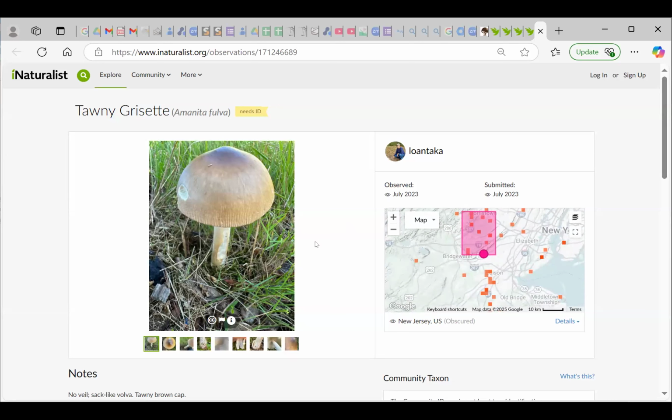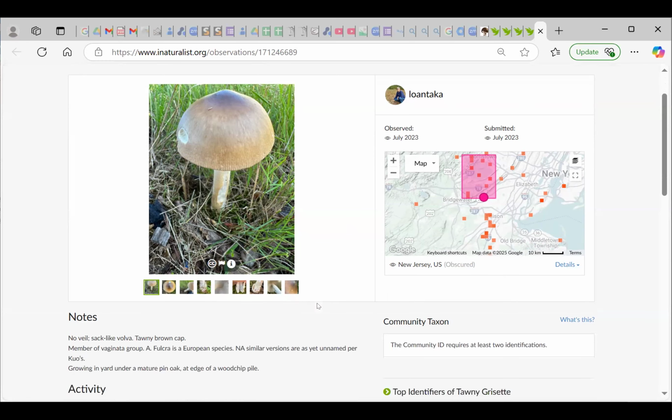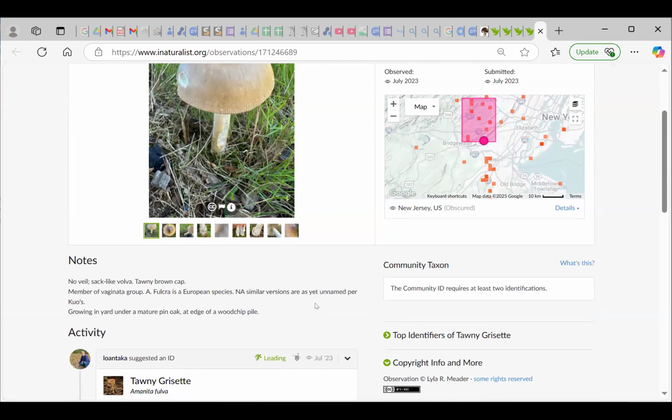Thanks, Brandon. I'll have to log in to see exactly where it was found, but it was back in the good year of 2023. By the way, elongatior is a published species. It's available on iNat if you want to propose it. So why was this identified as fulva? Okay, here it is. All right. So this was in my backyard. Mature pin oak at the edge of a wood chip pile.